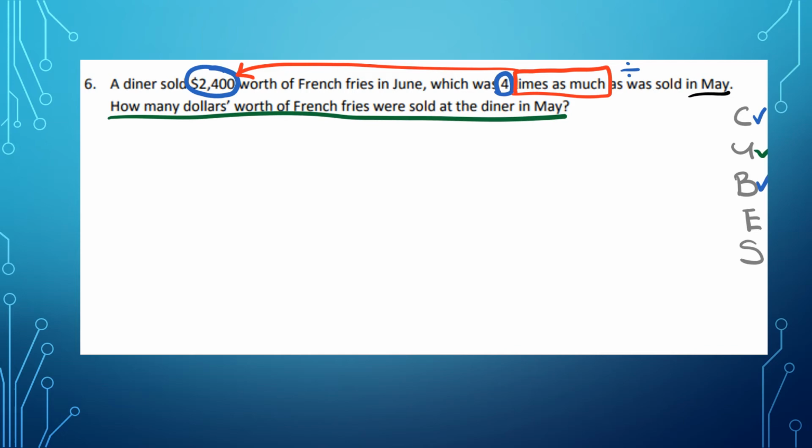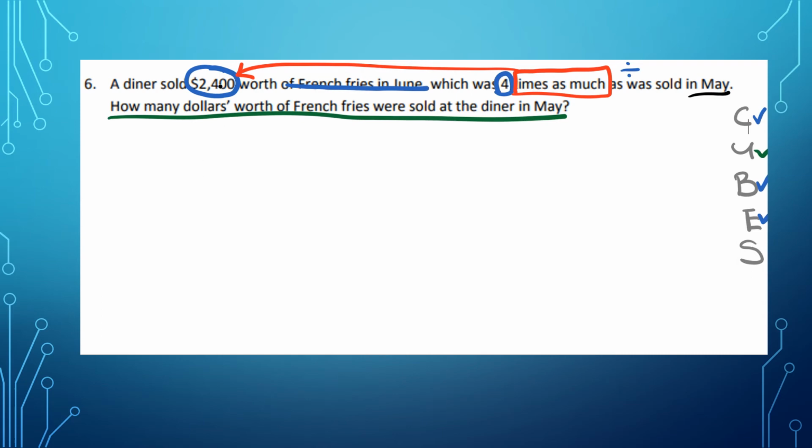We're going to evaluate, which is the E. So I'm going to check, is there any other important information? I have my numbers. I know that I'm dividing, and I have my question. It doesn't really matter that we're talking about French fries in June. It could be any food or any month. So it doesn't really matter. I'm not going to focus on that a lot. So now that I've evaluated, I can now solve the problem.